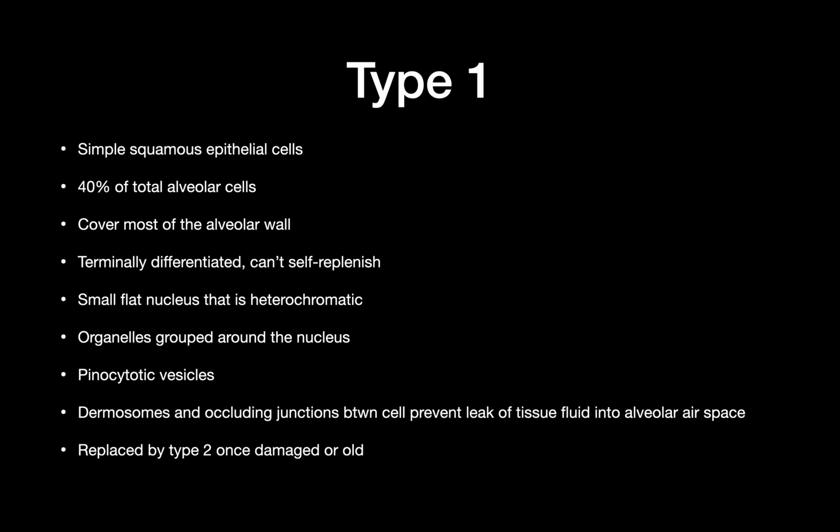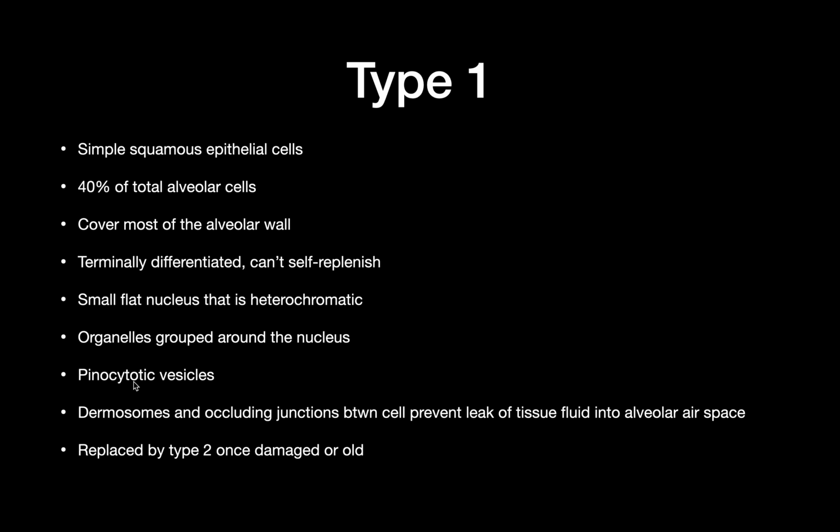Alright, type 1 cells are going to be the simple squamous epithelial cells. They make up almost half of the total amount of alveolar cells, and they really are there to form a barrier. They are terminally differentiated, so once they die, they die. They can only be replaced by the stem cells, like migrating to the surface. And there's a flat nucleus, so remember flat, and then some organelles.